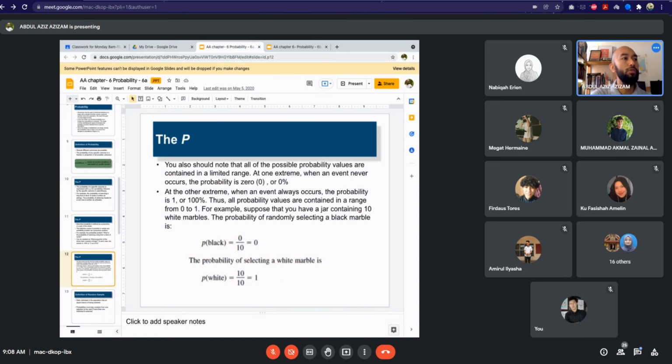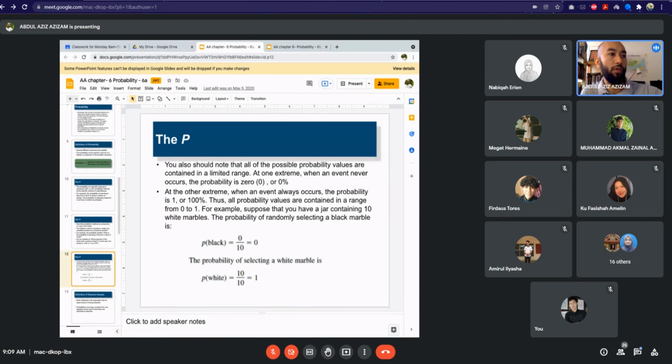Okay. You also should note that all the possible probability values are contained in a limited range. At one extreme, when an event never occurs, the probability is 0 or 0%. For example, dalam proportion, okay. Tak apa, baca dulu. At the other extreme, when an event always occurs, the probability is 1 or 100%. All probability values are contained in the range from 0 to 1.